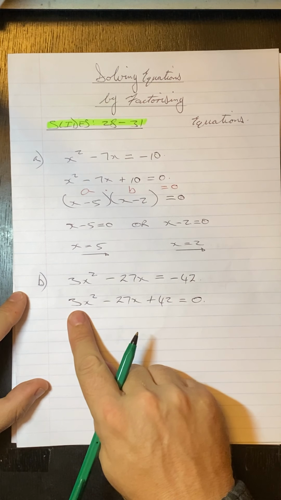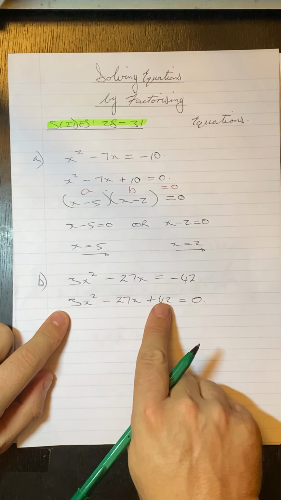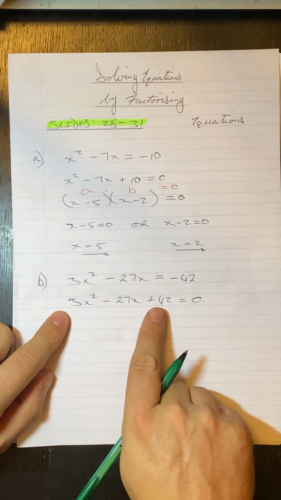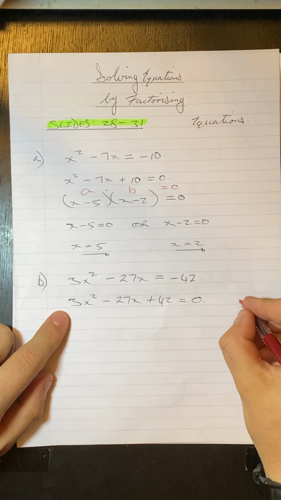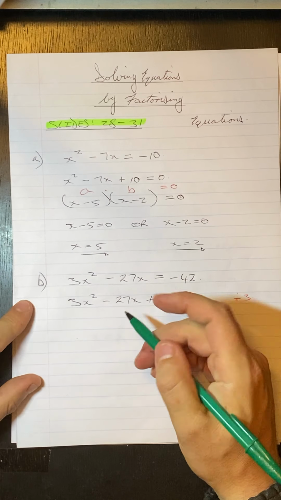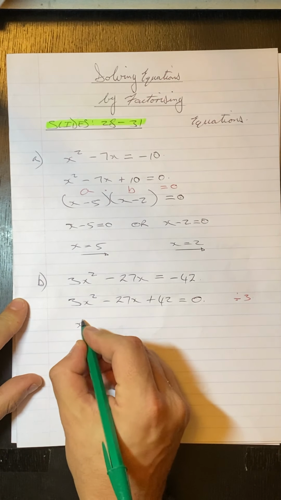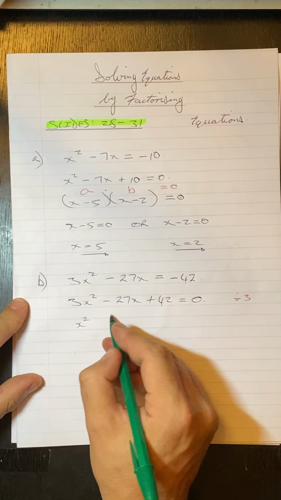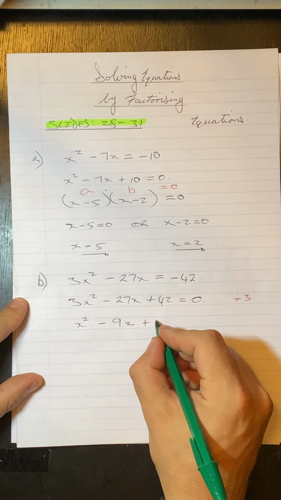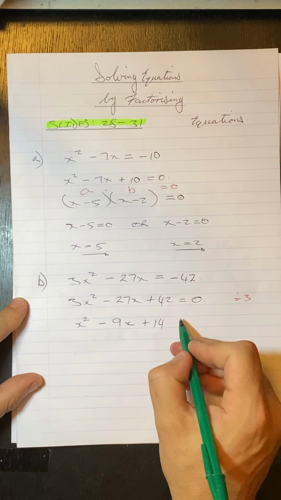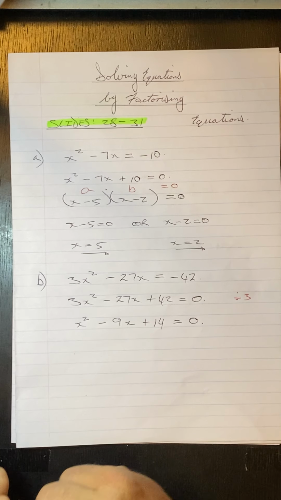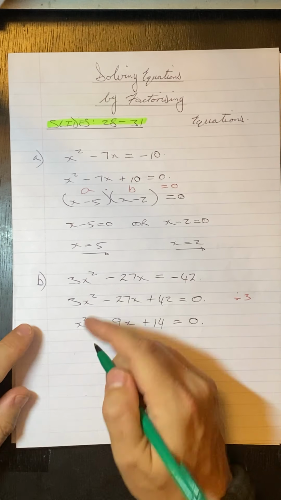Okay, so now I can see that we have a common factor of 3 for each one of these terms. 3 will go into 3, 3 will go into 27, and 3 will go into 42. So I'm going to divide the entire thing by 3, just to make it simpler for ourselves. If I divide this by 3, I'm left with x squared. If I divide this by 3, I'm left with minus 9x. If I divide this by 3, I'm left with plus 14. Equals 0, divided by 3 is still 0. So now it looks a lot easier to factorize in terms of a trinomial.